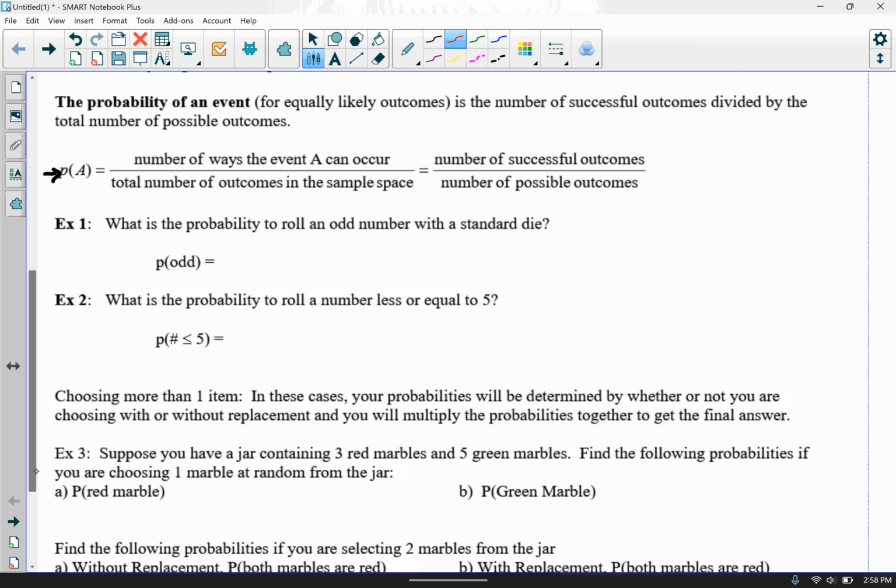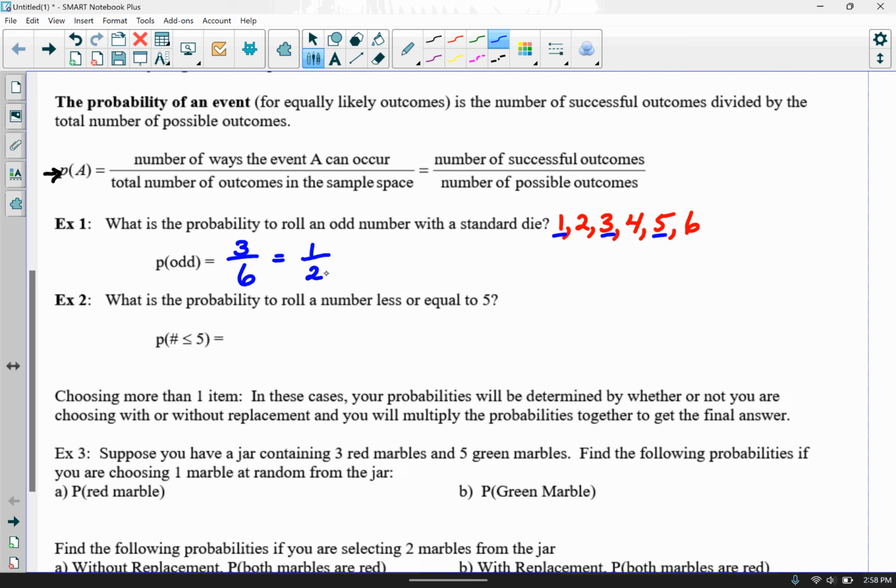In example 1, I say, what's the probability to roll an odd number with a standard die? So think about what your sample space looks like, right? When you roll a standard die, you can get these numbers, 1, 2, 3, 4, 5, and 6. Now, I want the probability of getting an odd number, so I ask myself, how many numbers on this die are odd? Remember, odd numbers: 1, 3, and 5. So there's 3 odd numbers out of my total 6 numbers. Reduce that, divide them both by 3, and we get 1/2.